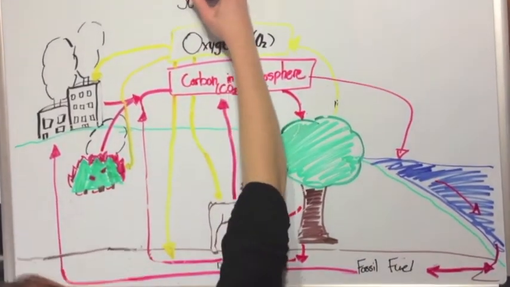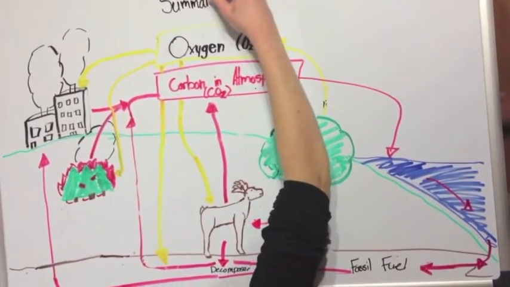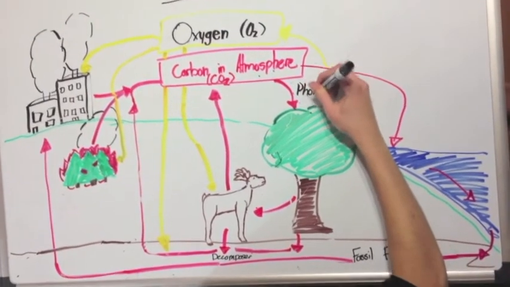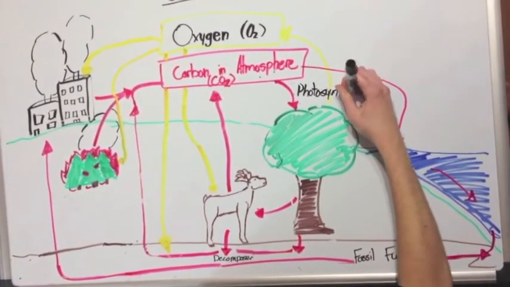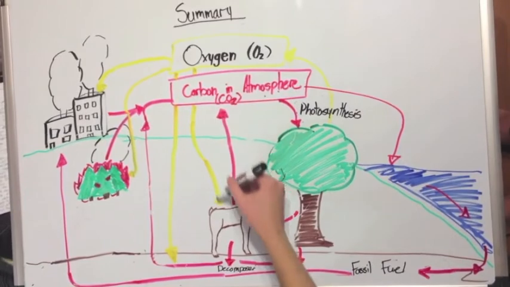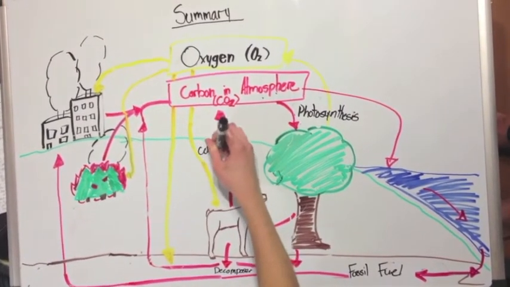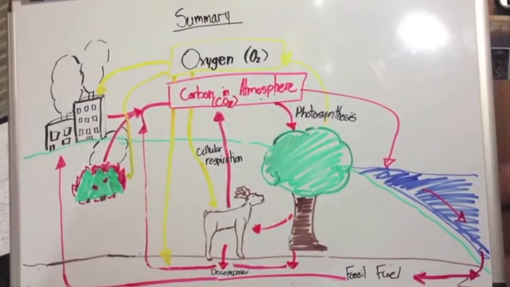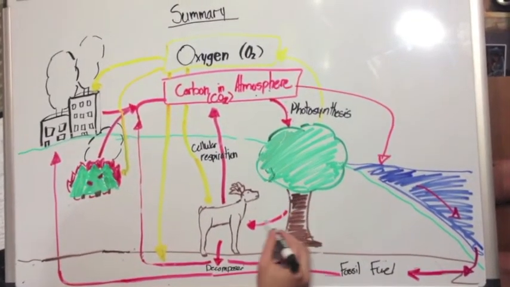There are multiple ways in which carbon and oxygen are moved throughout the atmosphere. Carbon is found in the atmosphere. Plants intake this carbon dioxide and release oxygen through a process known as photosynthesis. Animals intake this oxygen released by the plant and through a process known as cellular respiration, release CO2 back into the atmosphere. Animals also consume plants containing carbon as a means of energy.